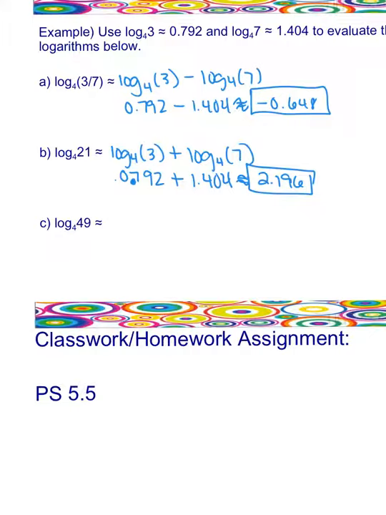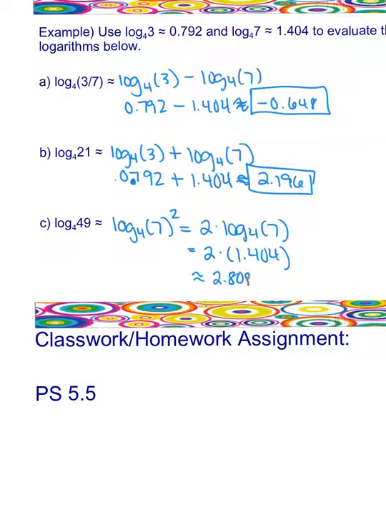And now the last one, I have log base 4 of 49. So I notice first off that 49 is 7 squared. And then I can move this 2 out front. So this just becomes 2 times log base 4 of 7, which is approximately 1.404. And when I take 2 times 1.404, I get 2.808. So log base 4 of 49 is approximately 2.808.